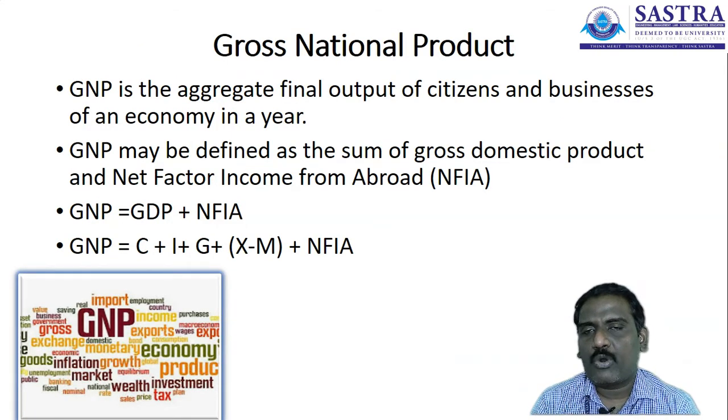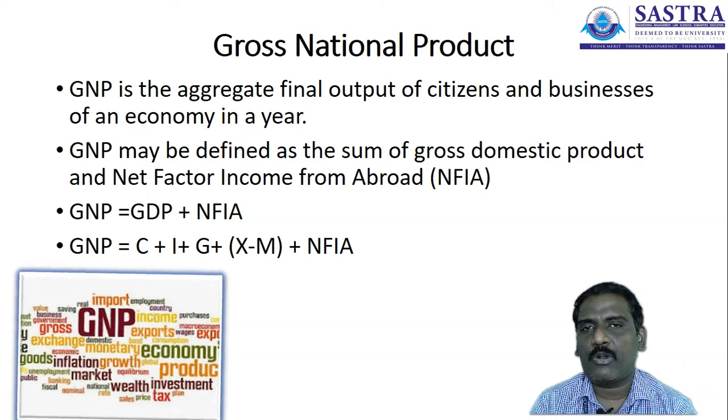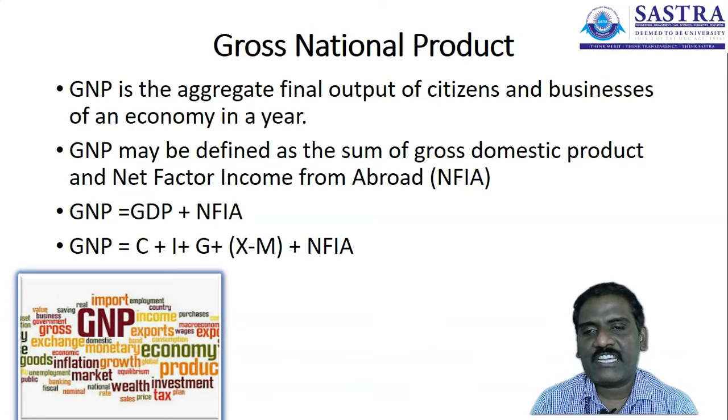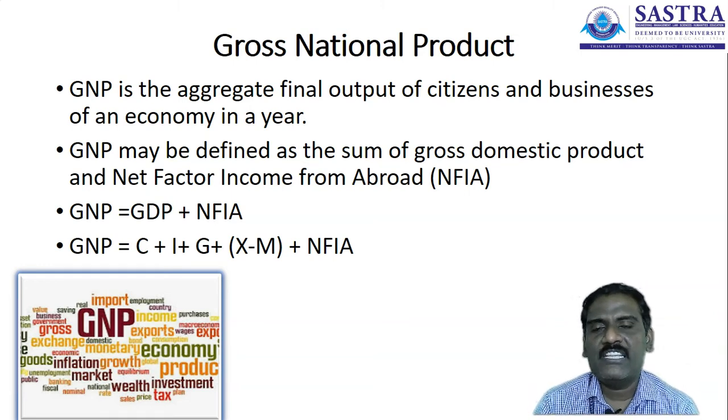And the gross national product is a concept we are measuring. The GNP is the aggregate value of the final output of citizens and the businesses of an economy in a given period of time. The GNP is defined as the sum of gross domestic product and the net factor income from abroad. Together we can use them to calculate the gross national product. We can simply derive it from the gross domestic product by adding the net factor income from abroad.